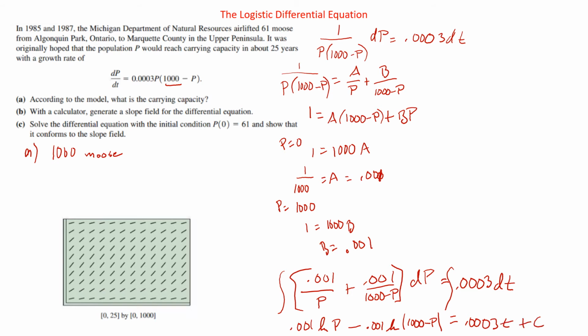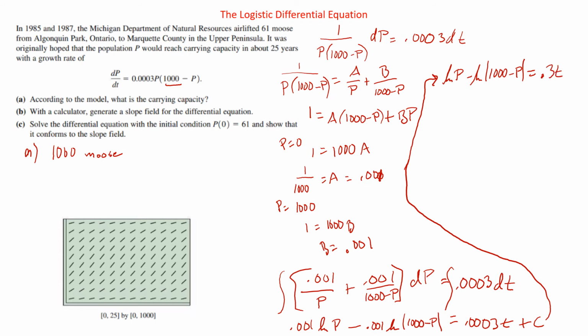And then it's going to equal 0.0003 t plus c. We can factor out that 0.001, or we can multiply the whole thing by 1,000. That's what I'm going to do. So multiply by 1,000, we get natural log of P minus natural log of 1,000 minus P equals 0.3t plus c, because 1,000 times an unknown constant is still just an unknown constant. Now, these two c's are not the same. This one's 1,000 times more than the other one, but that doesn't matter because we still don't know what it is.